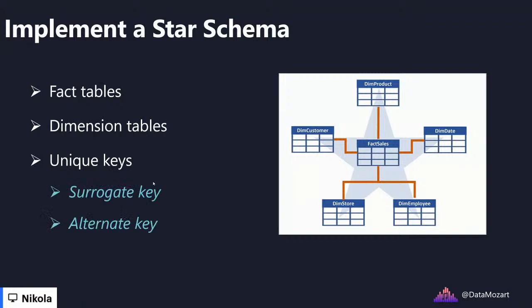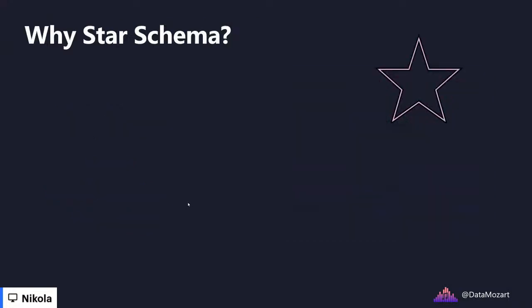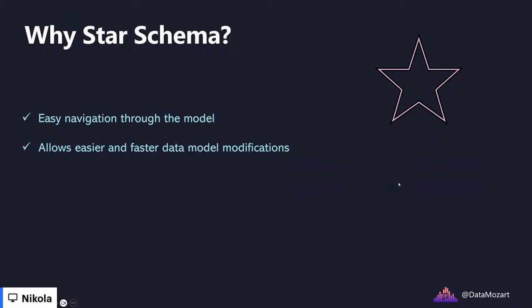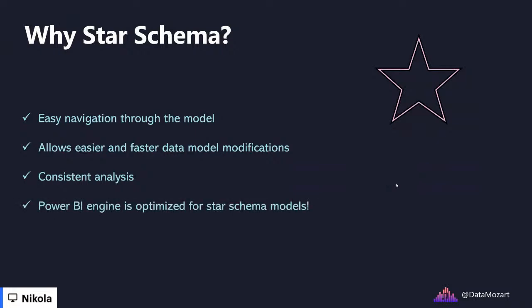Again, talking about surrogate keys and alternate keys. When you are implementing star schema, your tables should rely on surrogate keys. If you're wondering why star schema should be the preferred way, you will also understand that later during the demo. With star schema, it really allows easy navigation through the semantic model. It allows easier and faster model modifications and reduces complexity of the model. It provides a consistent analysis, and the Power BI engine, if we talk specifically about Power BI, is optimized for star schema models.